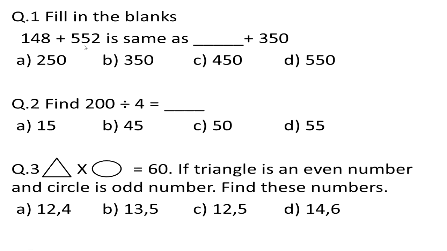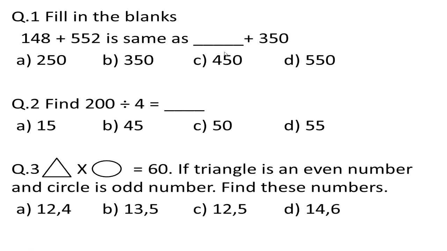148 plus 552 is same as dash plus 350. Now the options are 250, 350, 450 and 550. It means first of all we have to do addition of 148 and 552. We have to find their sum and then find out of these four options which one is suitable or equivalent to the answer.